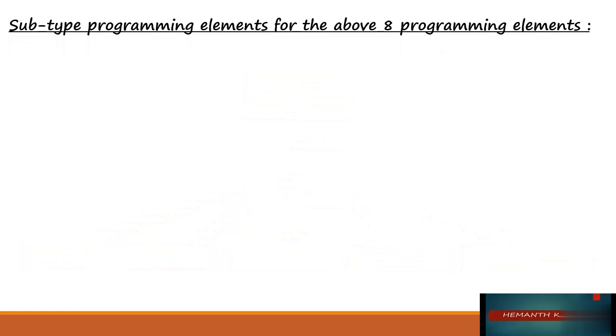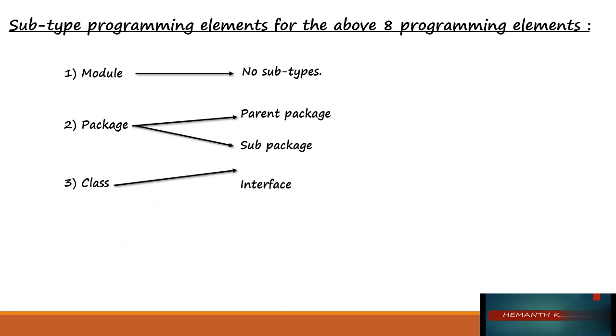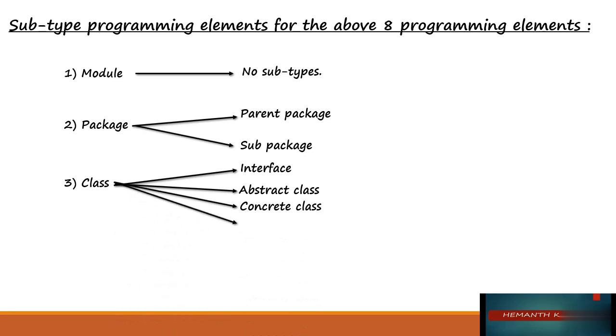Subtype programming elements for the above 8 programming elements. Module doesn't have any subtypes. And we have package. Package has two subtypes, parent package and sub package. And we have class. Class has interface and abstract class, and we have concrete class, and we have final class, and we have enum, and we have annotation.